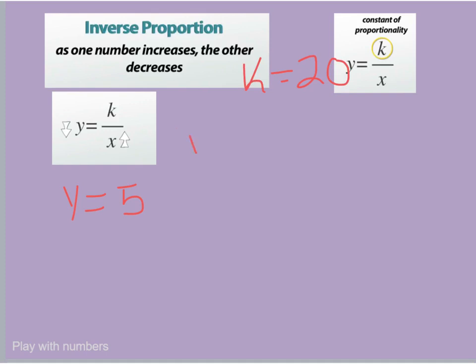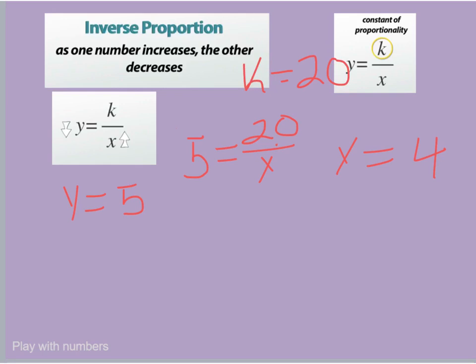So I've got this formula, y is equal to k over x, and I'm substituting in 20 for my k. So 20 divided by x being y, if my y is 5, then 20 divided by something is 5, then that means that x is 4. So there I have some numbers that actually work in the formula.